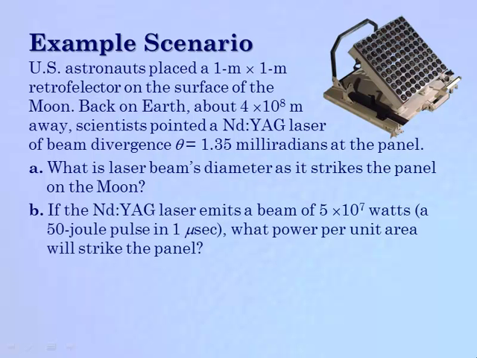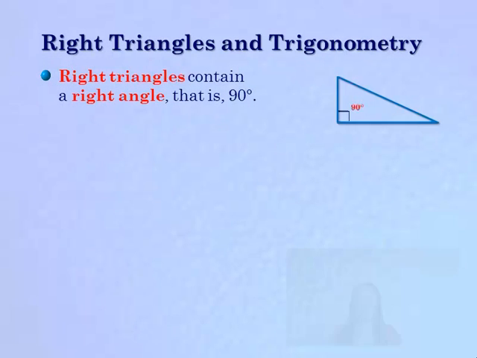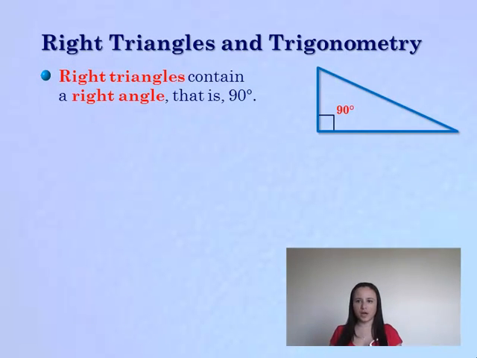And if the laser emits a huge beam with a 50 joule pulse in 1 microsecond, that would be 5 times 10 to the 7 watts, what power per unit area will strike the panel? And what solid angle does the lunar reflector panel present to the laser back to the scientists on Earth? Well, let's review some of the trig skills that are involved in solving this problem before we actually tackle these questions. So let's learn about some right triangles.